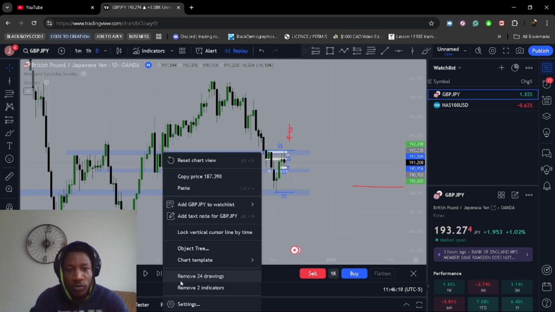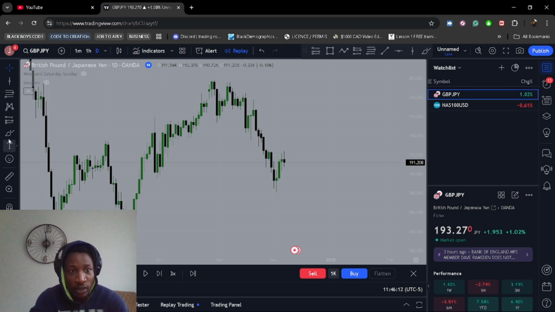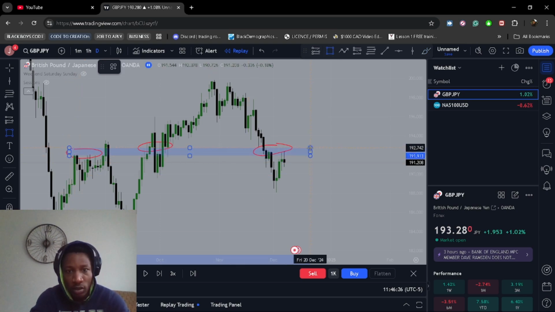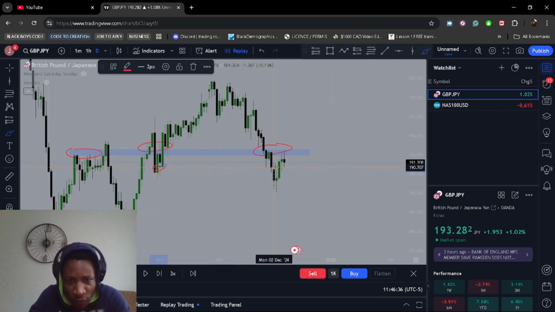Now, if I also remove the drawing, you're going to see that my area of interest was basically this area here, and then this area here. So if I was to put a box, boom, like that, you can see the clear demarcation. And then the reason why I had this middle area of interest was because of this right here. And if you notice, guys, there's a gap right here. That's a gap there. And also you can see price is reacting off here.